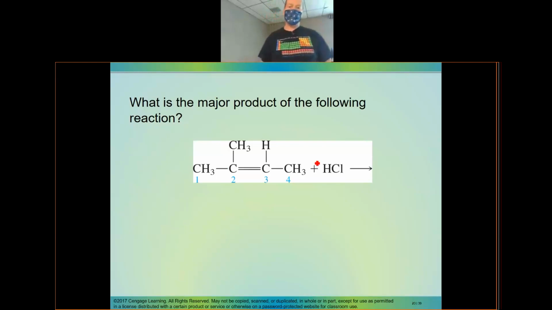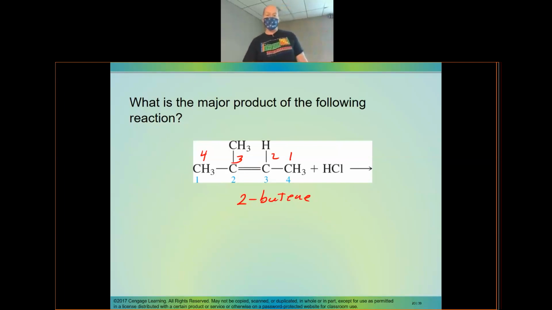All right, so if we look at this example, first we want to number it. So there's 1, 2, 3, 4, or 1, 2, 3, and 4. And so when we name it, either way we name it, the lowest number that we get for the carbon-carbon double bond is a 2. And so we have a 2-butene. 4 carbons would be butane, but you have a double bond, so it is butene. And the first carbon, the carbon that starts the double bond is a 2, whether you number it left to right or right to left.